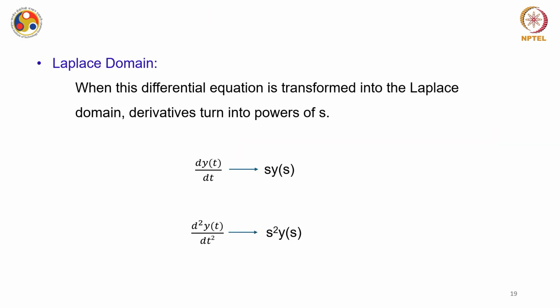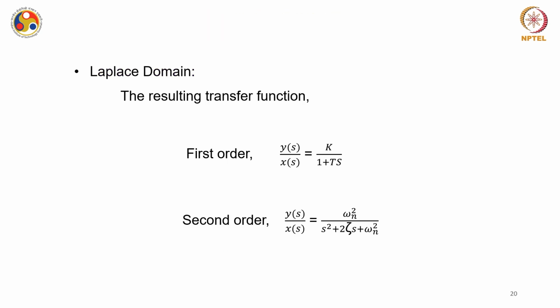Now, the same thing if I try to understand in the Laplace domain, when this differential equation is transformed into the Laplace domain, the derivative turns into a power of s, as I have already mentioned. So dy by dt is nothing but sY(s), d2y by dt square is s square Y(s). The transfer function for the first order will be something like k by 1 plus tau s, where the power of s is 1. So you can simply say this is first order.